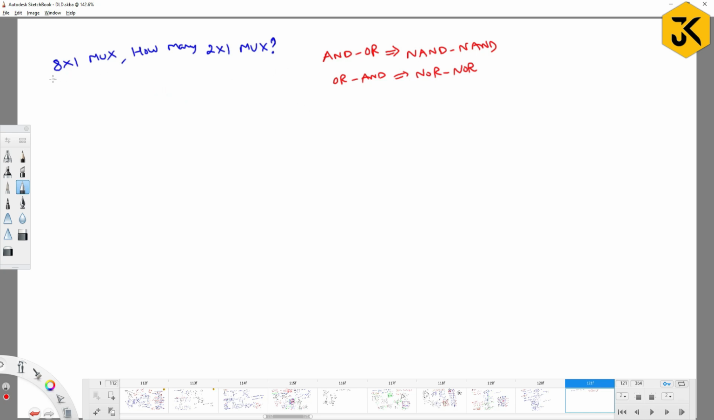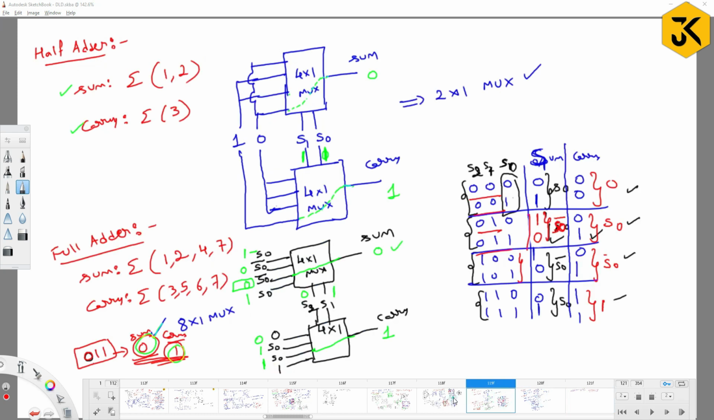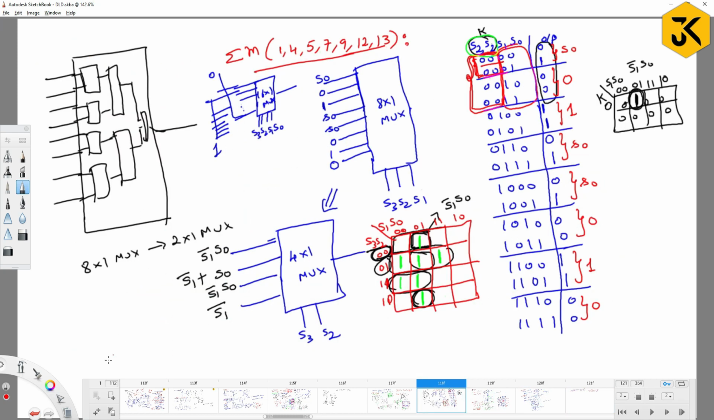So if I am going to have an 8 by 1 MUX, how many 2 by 1 MUX are required? Can you define? Right? I think we have drawn the circuit for that. So if it is an 8 by 1 MUX, I can implement it with the help of 2 by 1 MUX. How many 2 by 1 MUX are required? 7 2 by 1 MUX are required, right? 1, 2, 3, 4, 5, 6 and 7 2 by 1 MUX are required.